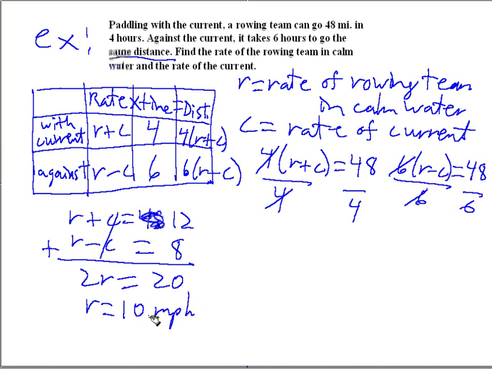So the rate of the rowing team is 10 miles per hour. So in calm water, that means when there's no current, we can go 10 miles per hour. How about how fast is this current then?